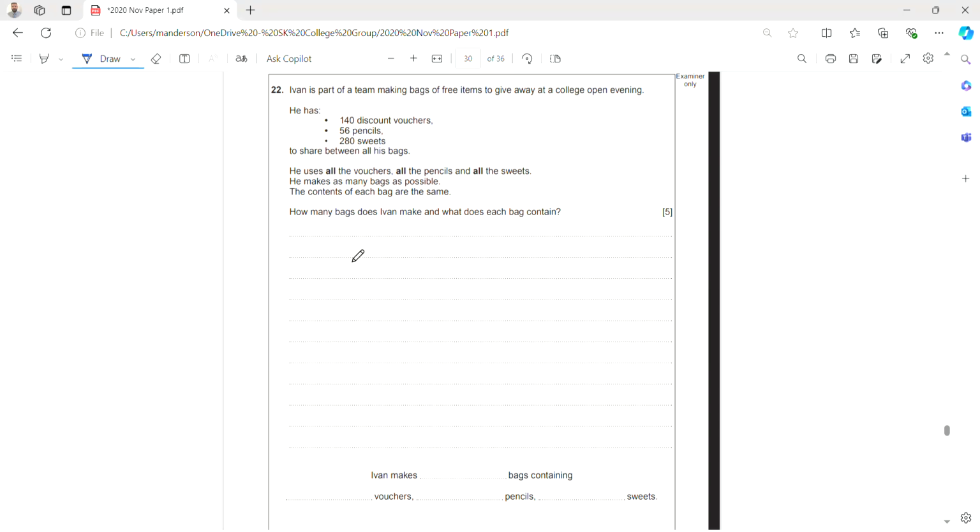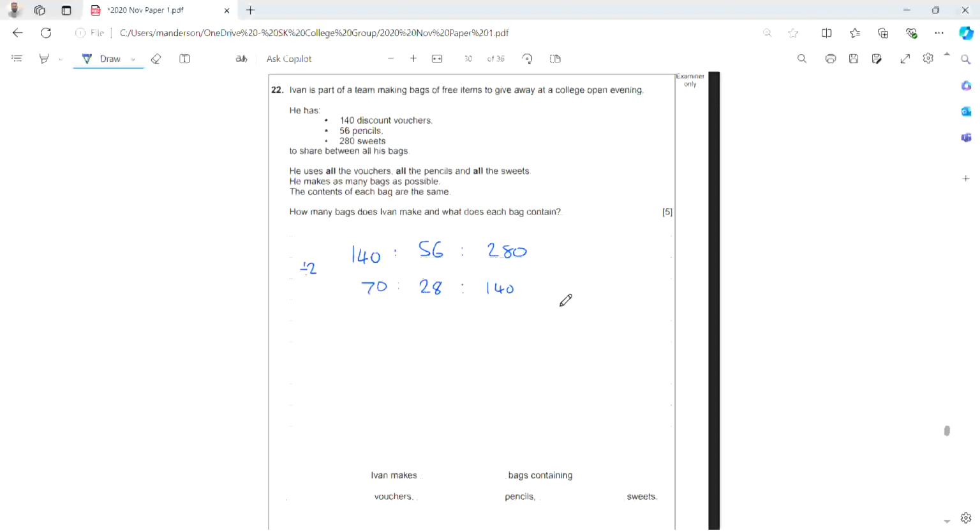Okay, so we're going to treat this like a ratio. So we have vouchers, 140, pencils, 56, and sweets, 280. And these have to stay in proportion with each other. So we're going to try and simplify this ratio. Because all my terms are even, I'm going to divide by 2. So that becomes 70, 56 divided by 2 becomes 28, and 280 divided by 2 becomes 140.